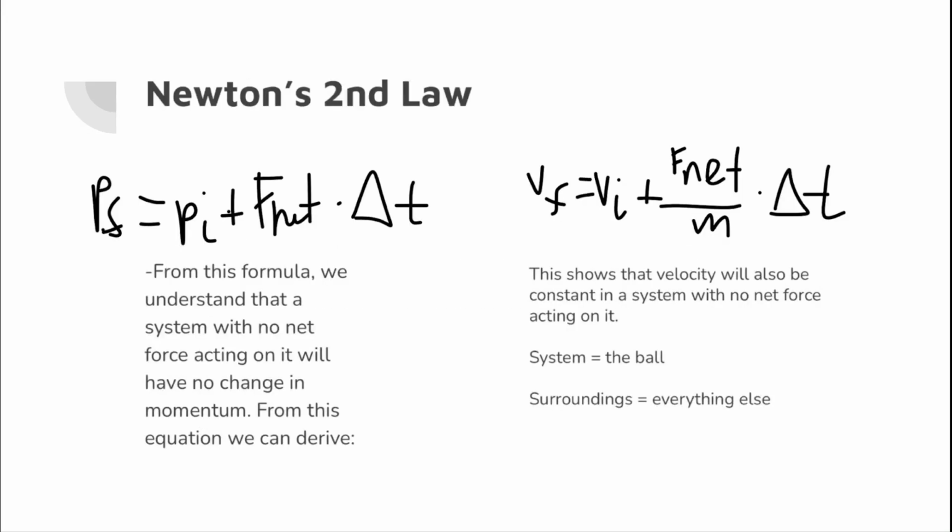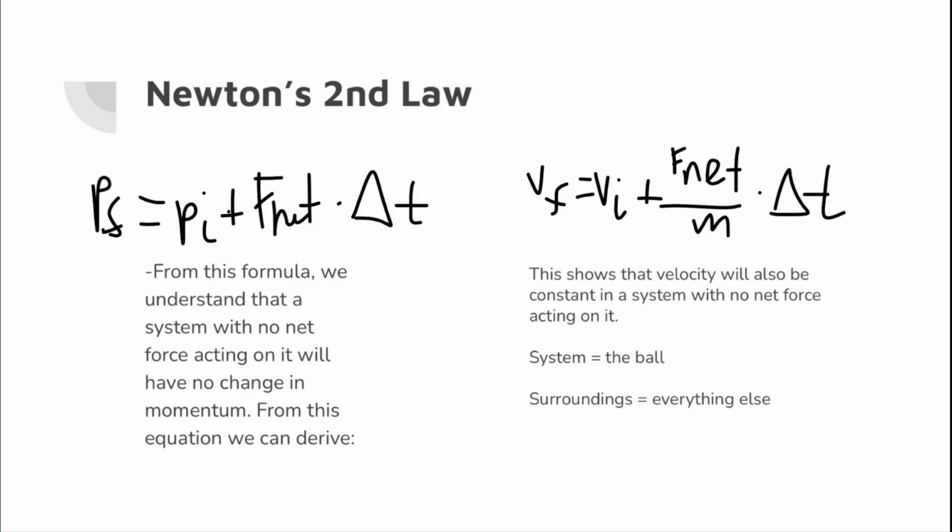expected motion. Just a couple of important equations that we're going to need related to Newton's second law. The first is final momentum equals initial momentum plus F net times delta t. This formula tells us that a system with no net force acting on it will have no change in momentum.